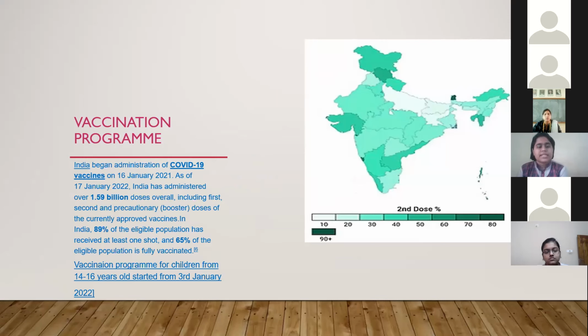Vaccination program. India began administration of COVID-19 vaccines on 16 January 2021. As of 17 January 2022, India has administered over 1.59 billion doses overall, including first, second, and precautionary doses of the currently approved vaccines in India. 89% of the eligible population has received at least one shot and 65% of the eligible population is fully vaccinated. The vaccination program for children from 14 to 16 years old started from 3rd January 2022.